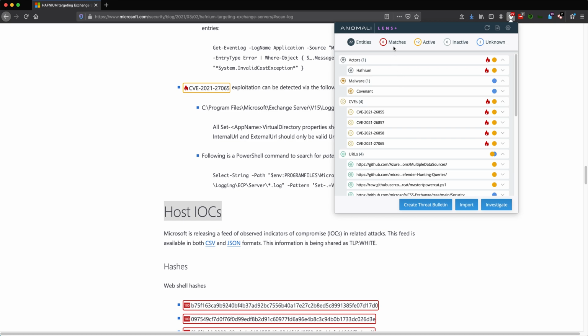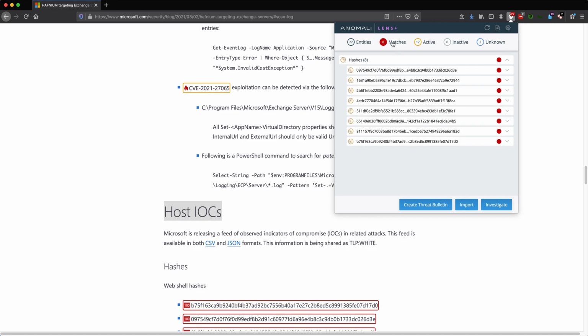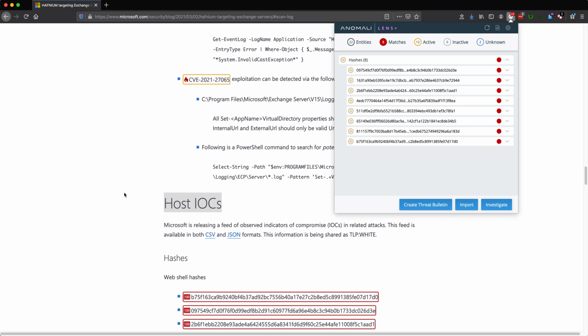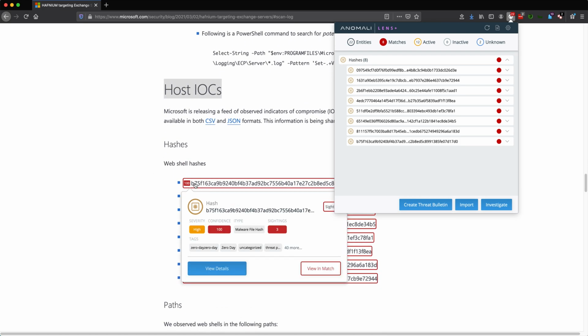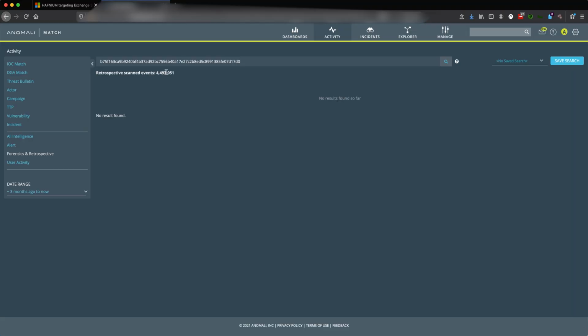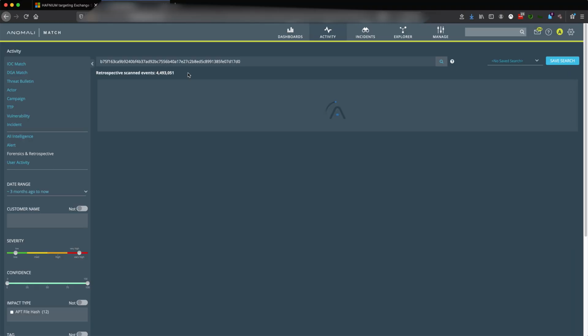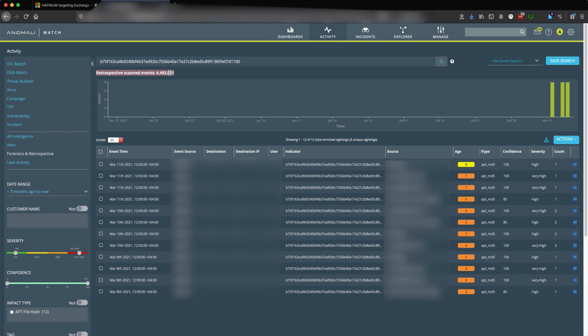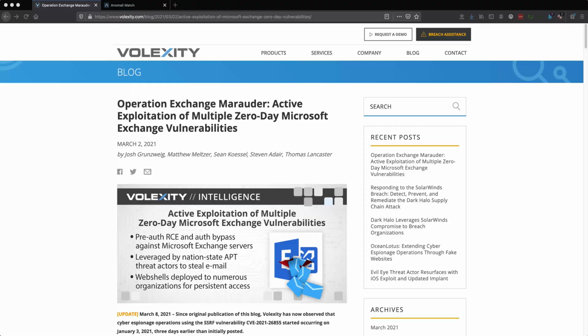And in a few seconds, Match gives us the answer that we need. The answer, unfortunately for us, is yes. We have these hashes on our network that are being mentioned in this Microsoft blog. And of course, with a single click, a CISO, an analyst, or anyone with access can view the exact scale of the problem.